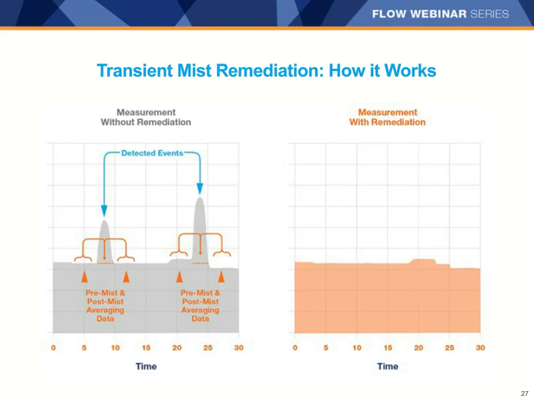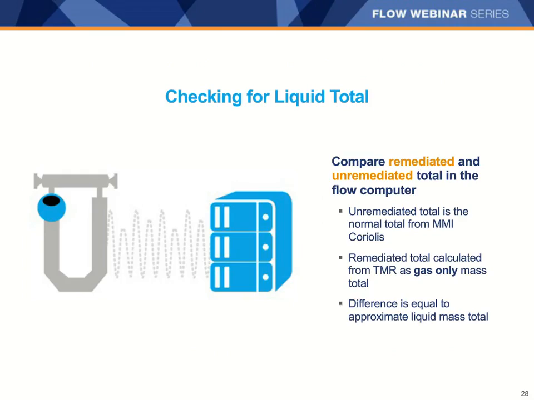So you'll have the remediated total, which will give you more accurate gas, and then the unremediated would continue to track the mass during that event that is attributable to liquids. So in your flow computer, you can compare that remediated and unremediated total and approximate the liquid that's been given away.